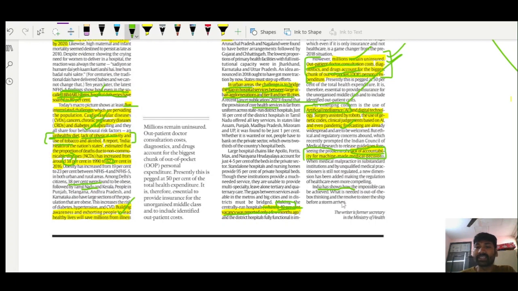India has shown how the impossible can be achieved. So what is needed is out-of-the-box thinking to resolve situations when a storm arrives, for example a pandemic-like situation. It exposes loopholes in our healthcare system. In the very same way, we should be prepared, and we should make our healthcare system more robust so that we could be able to meet the future challenges, right?